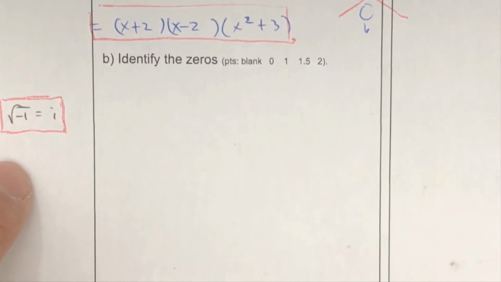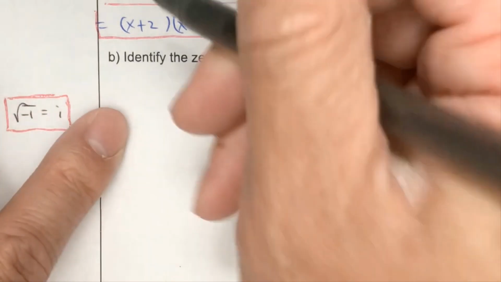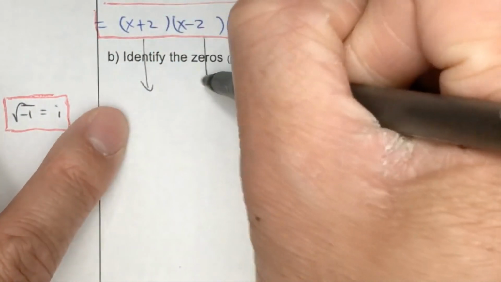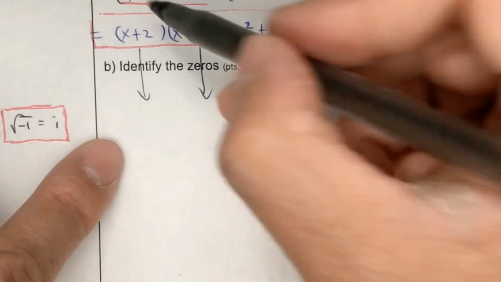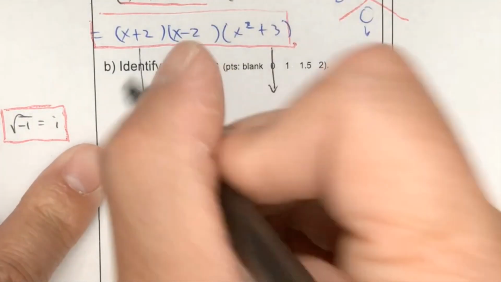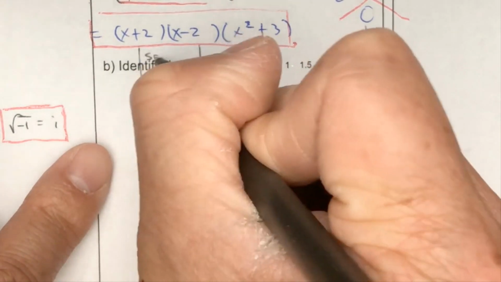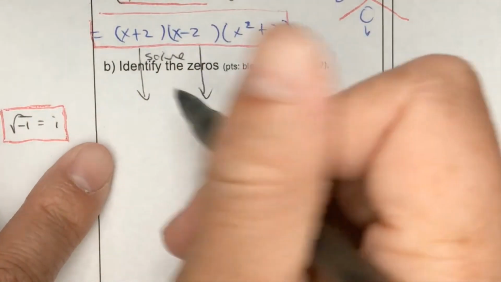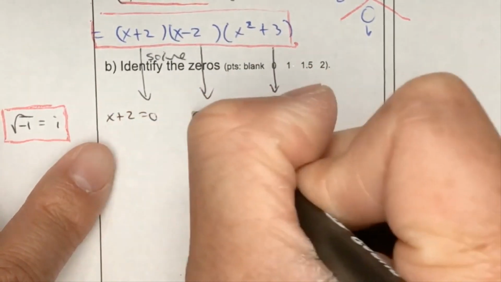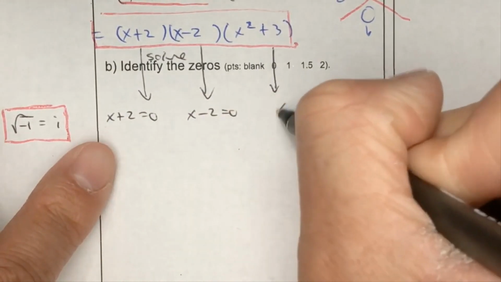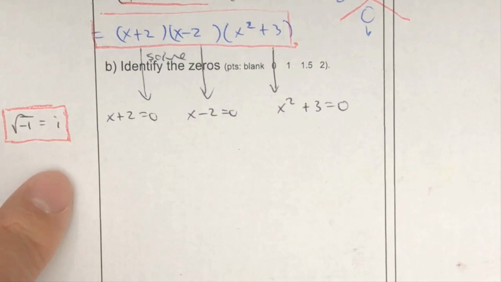Alright, second step is now find the zeros. How do I find the zeros? Well, these are called factors. An obvious way to explain that is they have parentheses. To find or identify the zeros, or just solving, I'm going to set each of these equal to 0. And then you just basically solve each one of these.